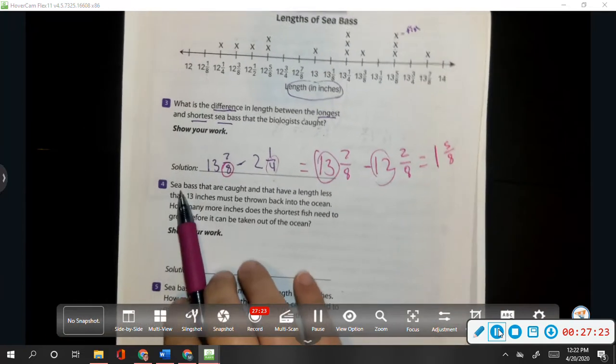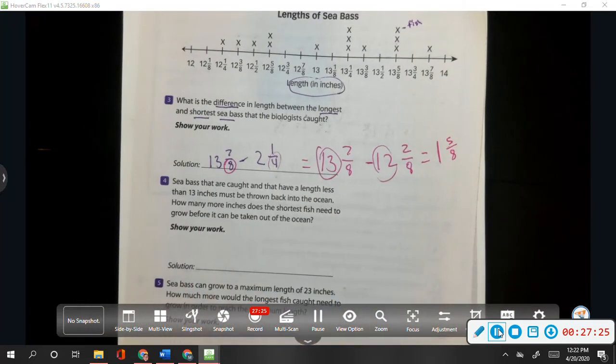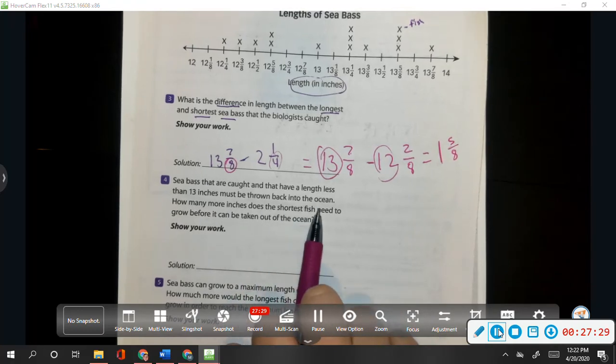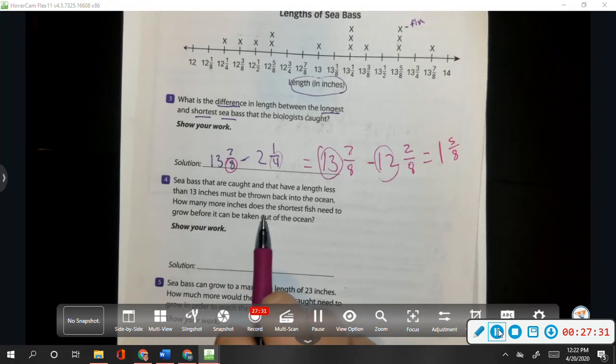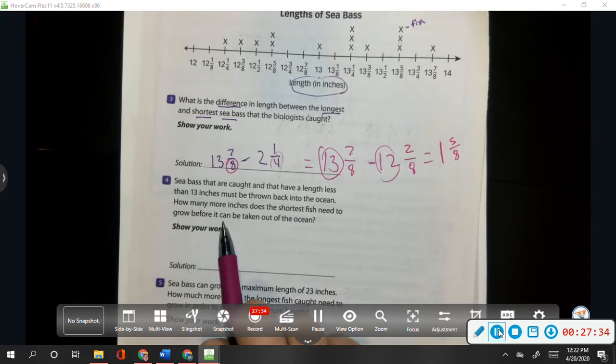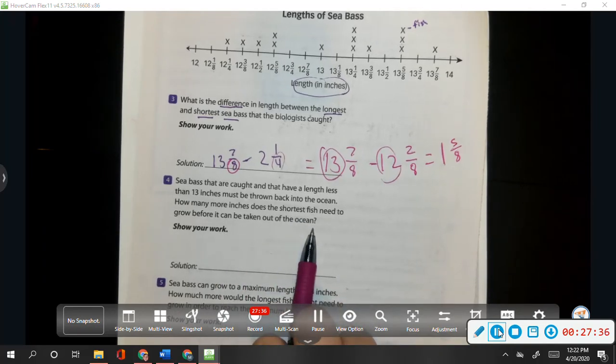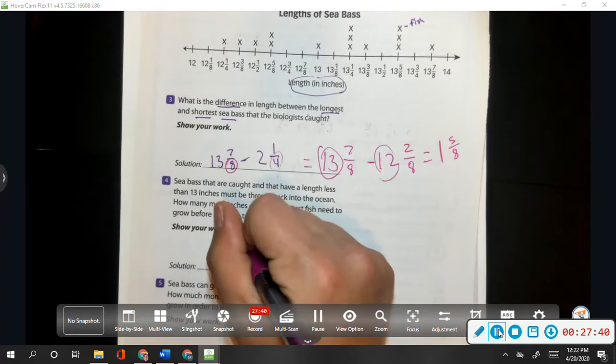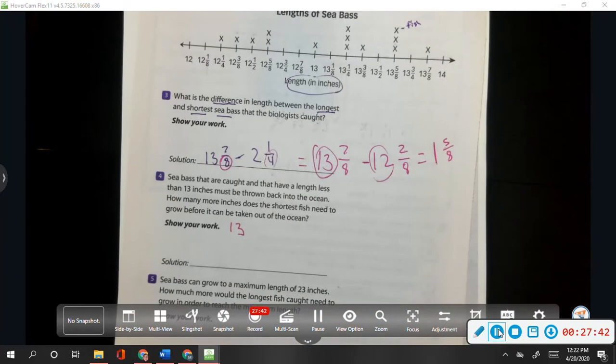Number 4. Sea bass that are caught and that have a length less than 13 inches must be thrown back into the ocean. How many more inches does the shortest fish need to grow before it can be taken out of the ocean? So all of our fish must be 13 inches, or they have to be thrown back. If you are heavy into fishing, you know this. If you catch a fish and it doesn't weigh a certain amount, or if it's not quite long enough, it's not grown up, you have to throw it back into the water.